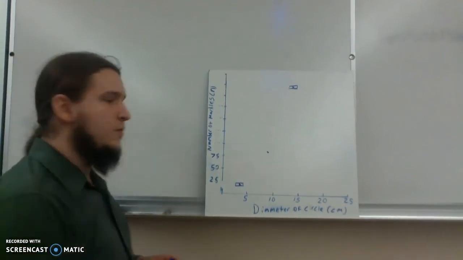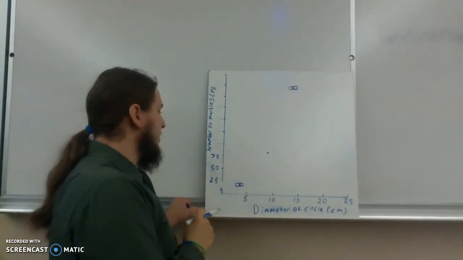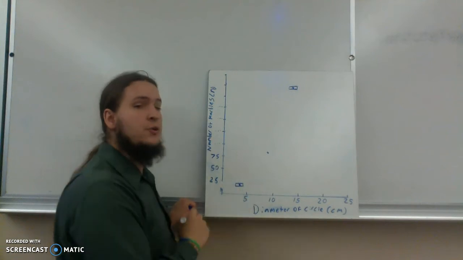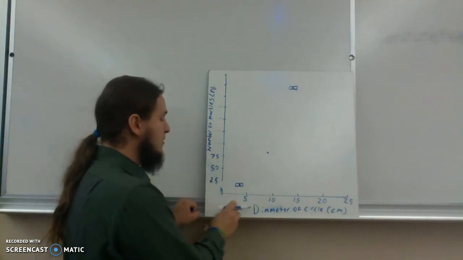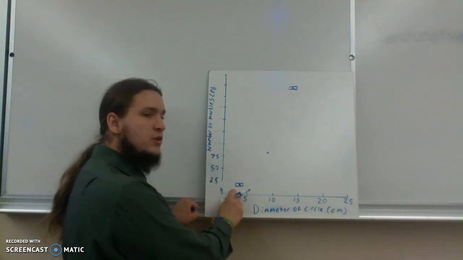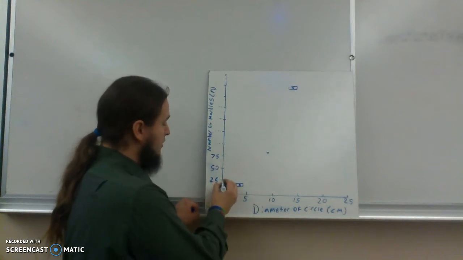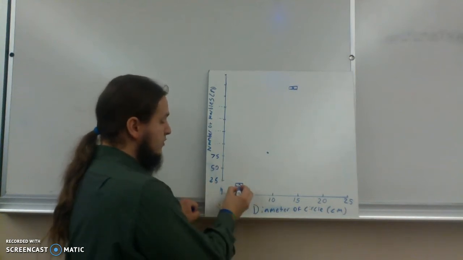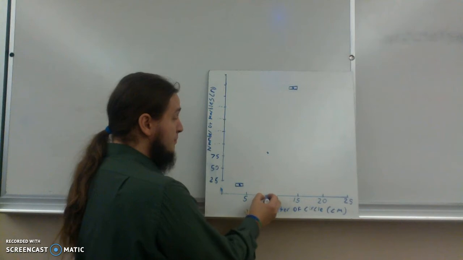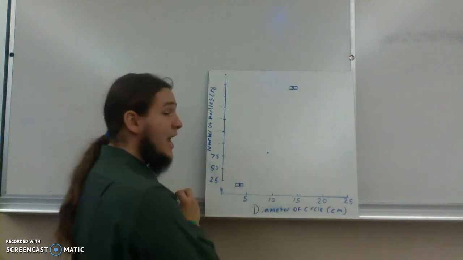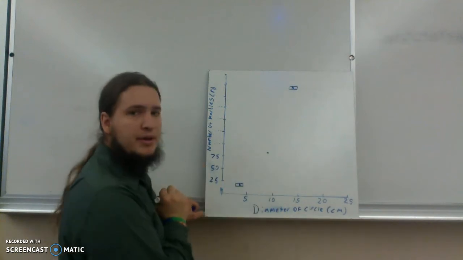Okay, now you're going to add the data points. To add the data points, you look at your lab. Maybe the lab said the first one was 4 centimeters, I'm just making up numbers here, and maybe it was 20 marbles. So I put a data point there. Maybe the next one was 8 centimeters in diameter and 98 marbles. So I'd put a data point there.